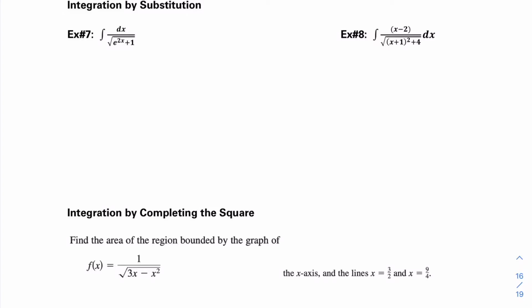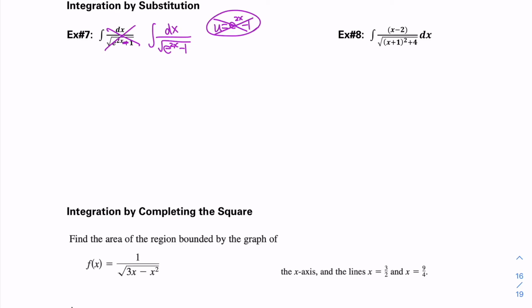In examples 7 and 8, we are going to see how to use substitution to solve some integrals involving inverse trig functions. Example 7 is the integral of dx over the square root of e to the 2x minus 1. When we look at this problem, if we define u equals e to the 2x minus 1, when we take du, it's not going to work. However, we know e to the 2x equals e to the x, squared.